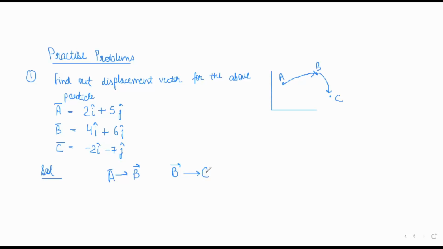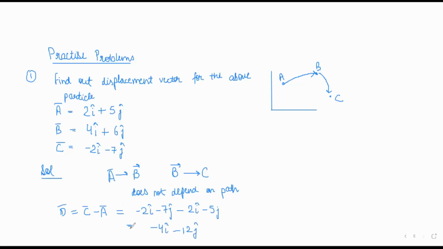We are not interested in the distance the particle is covering, we want a displacement vector, and we are all aware that it does not depend upon the path. We are only interested in the initial A and the final C positions. So we can directly calculate the displacement vector. Let's suppose the displacement vector is D, the final position is C and the initial position is A. So that will be C minus A, and this is the displacement vector.